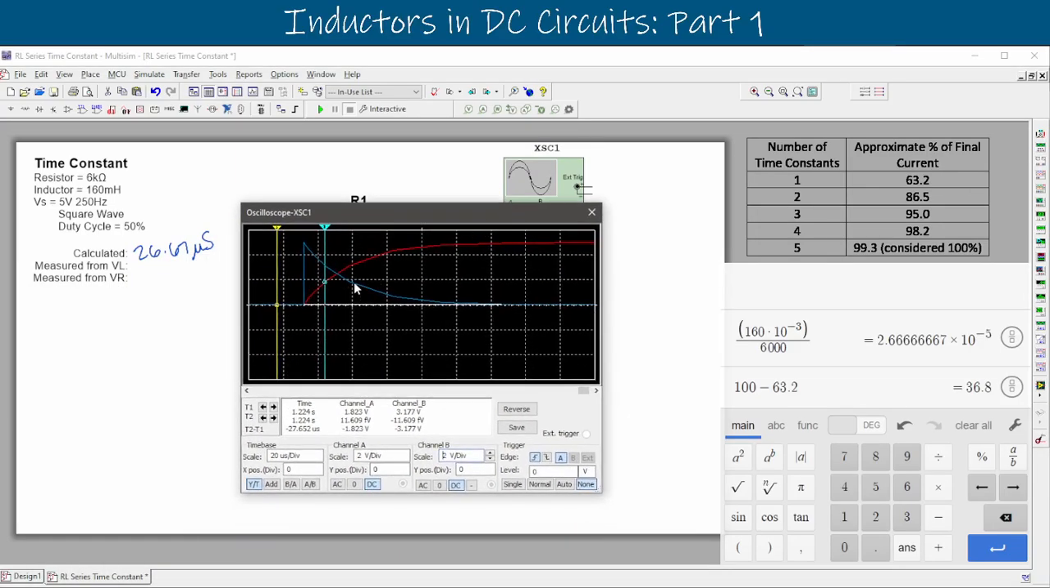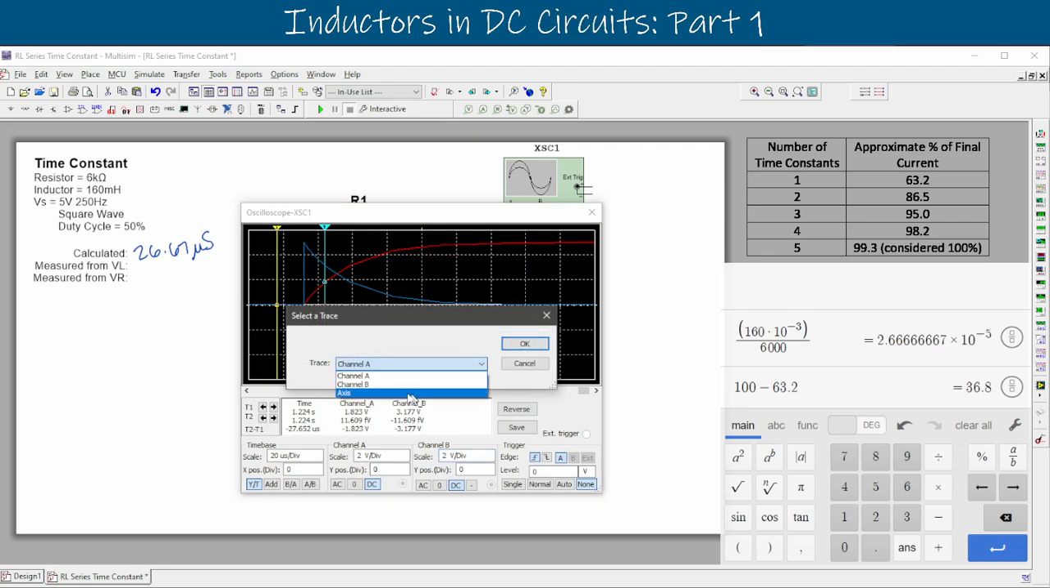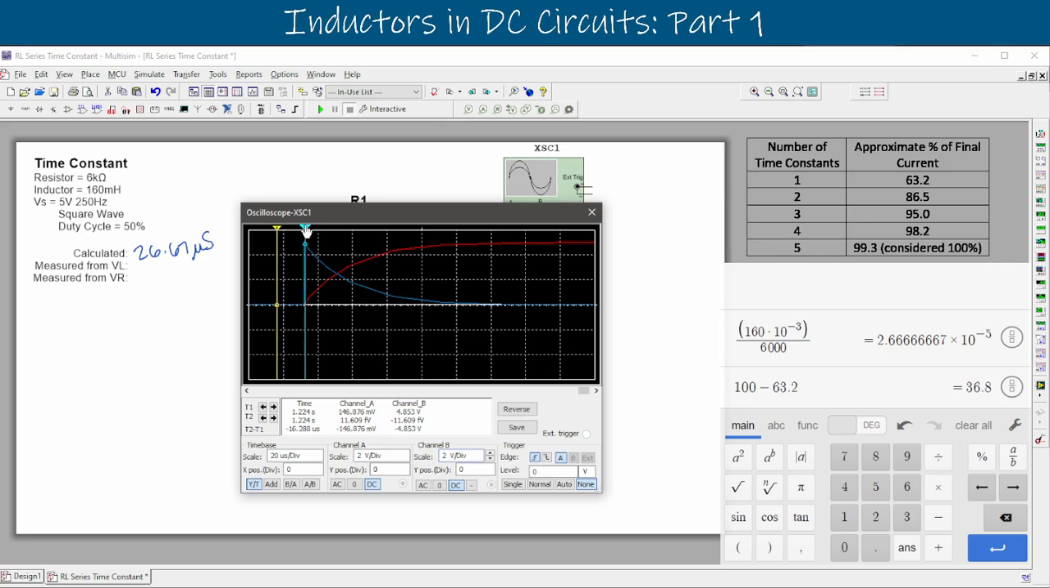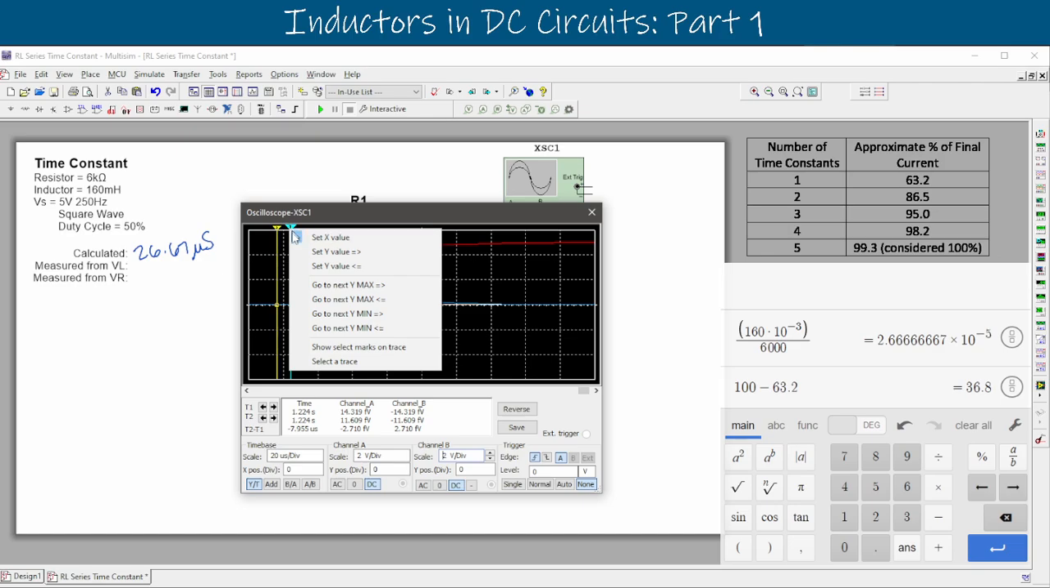And so we can double click on the blue line, and that's going to transfer that dot here to the blue line. So double clicking on the red line puts it back, or you can right click, select trace, and go to channel B on your trace line. And that's going to do the same thing. So from here, we want to measure the beginning, the very, very start of the signal. And so we can go all the way back here, right click on this blue line and go to next Y max.